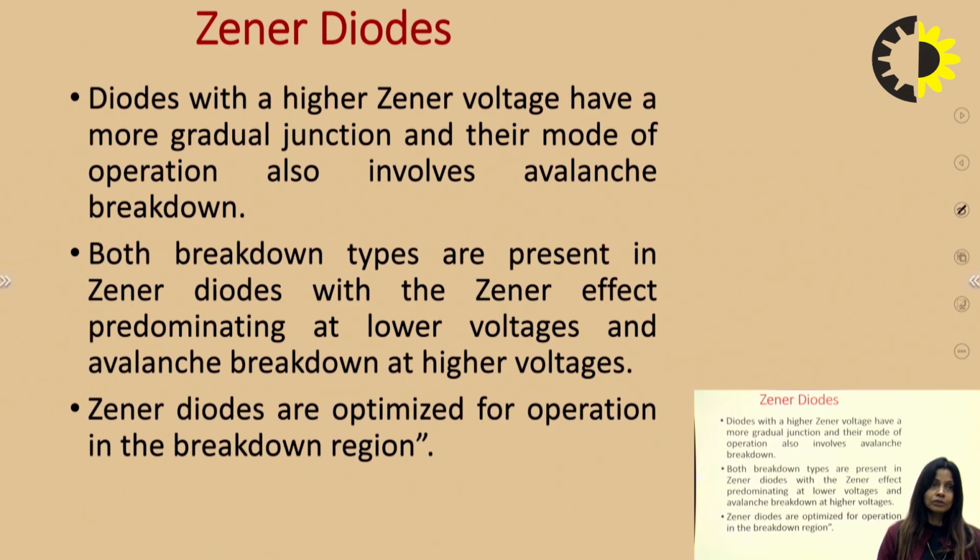Now, diodes with a higher Zener voltage have a more gradual junction. Their mode of operation also involves avalanche breakdown. It's not necessary that a Zener diode will have only Zener breakdown. It may have avalanche breakdown also if it has a more gradual junction. Both breakdown types are present in Zener diodes, with the Zener effect predominating at lower voltages, while avalanche breakdown requires higher voltages. In short, Zener diodes are optimized for operation in the breakdown region.